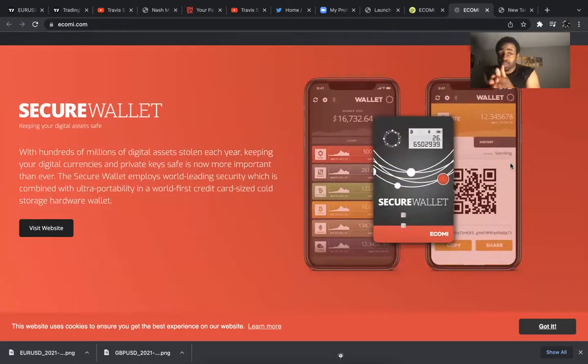Oh, also, secured wallet. Keeping your digital assets safe.